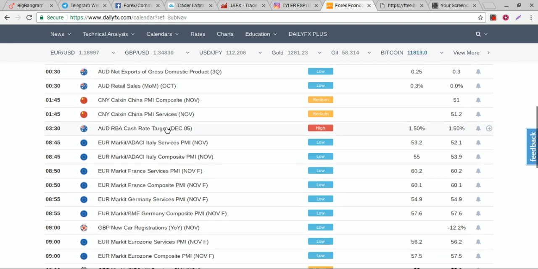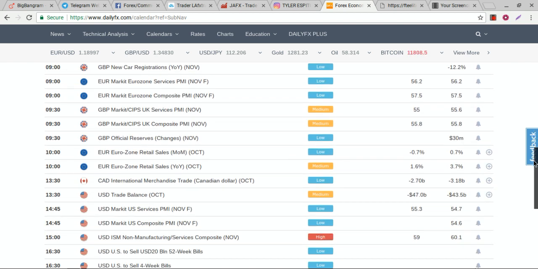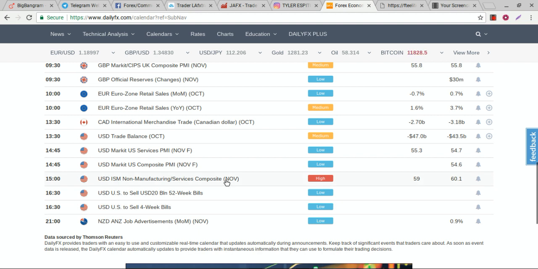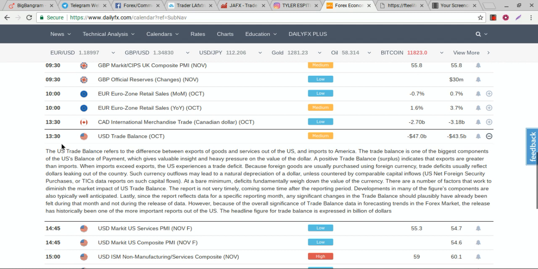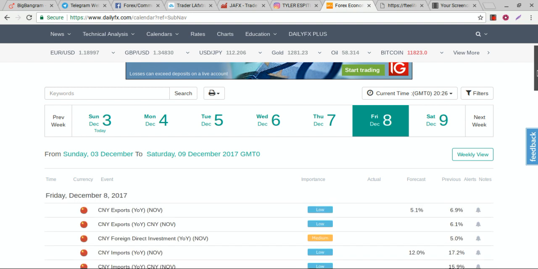You can see anything with cash rates, interest rates, Fed rates or Draghi, things like that you want to stay away from, because those can be pretty unpredictable. Non-manufacturing service composites, that's high importance news. Now, if you click on some of these, they will tell you exactly what the news event is. Of course, we're trading U.S. pairs, and we're trading high importance news events that can either strengthen the dollar or weaken the dollar.